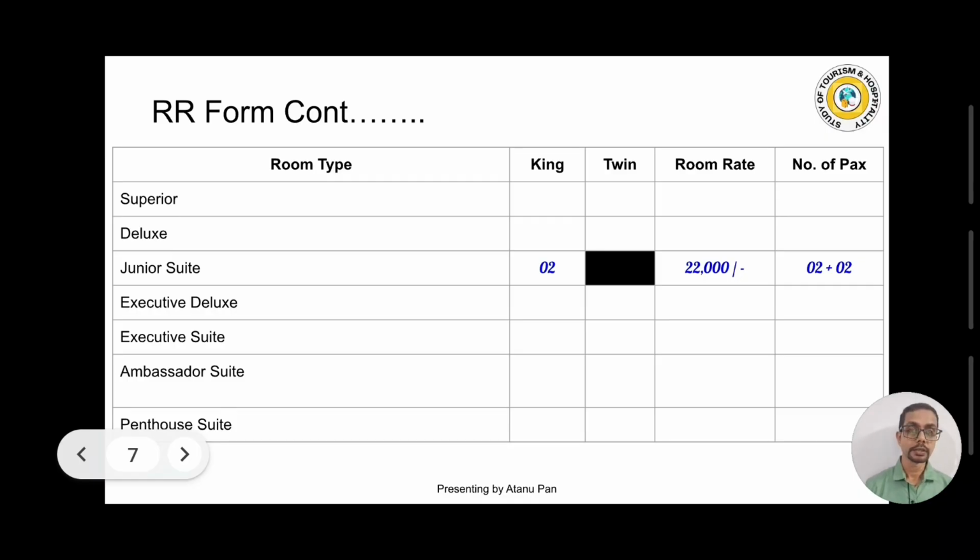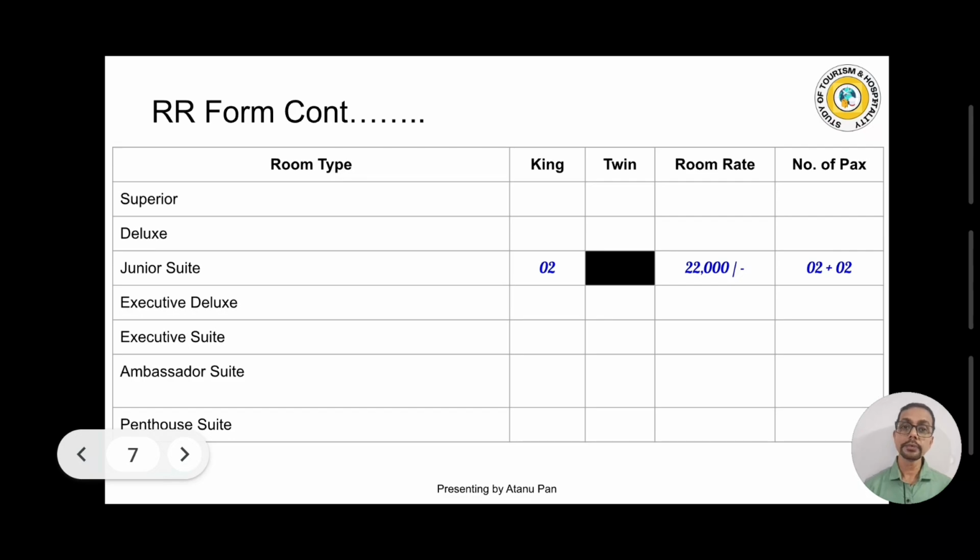Okay. So for two rooms per night, it will be 44,000, but we will not write that. We will write the rate of each room at which we are selling. Number of packs: here the total number of guests is 4, but we will not write 4. What we will write is 2 plus 2. If the total number of guests is 3, we will write 2 plus 1. Why like that? Because the junior suite has a capacity of 2 persons. So we will write 2 plus 1, 2 plus 2, like that.